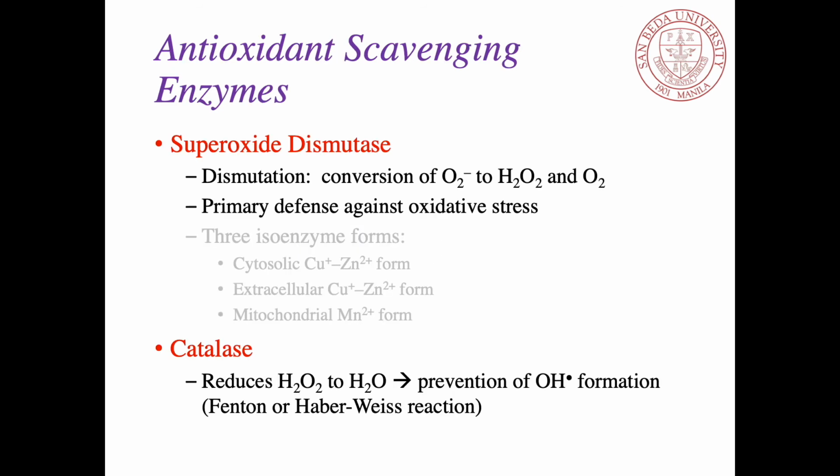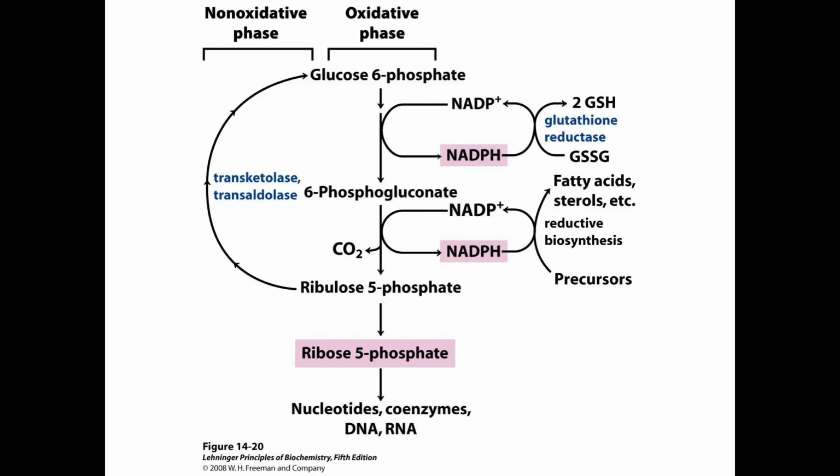Now, this slide basically summarizes what I discussed in the previous slide. You can pause this video for a while to go through the information contained herewith. Now, this metabolic pathway here is what's called the pentose phosphate pathway. You will learn more about this when you get into the topic of carbohydrate metabolism.